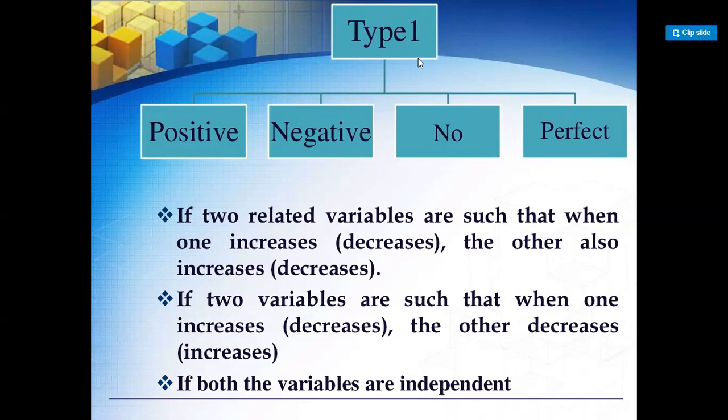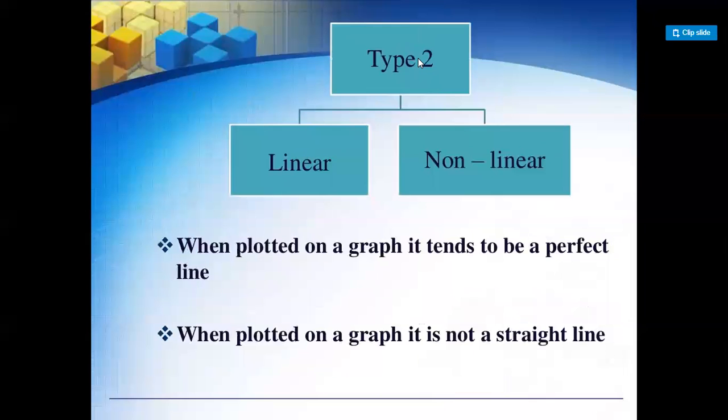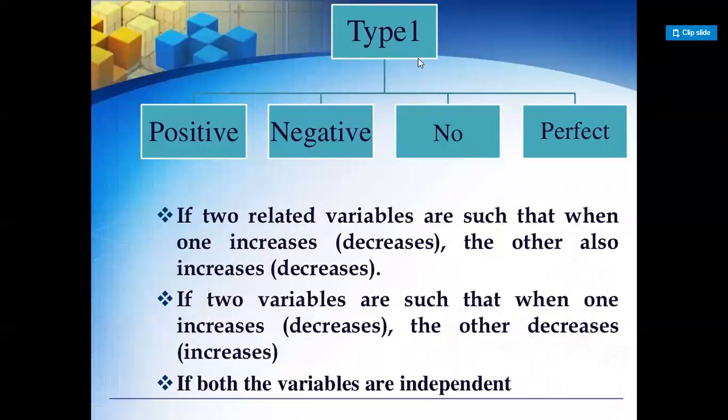Then we can discuss perfect or no correlation. If the value of the two variables changes in the increasing direction or in the decreasing direction, then the correlation between them is perfect. And when there is no relation between the two variables, we can say that there is zero correlation. Its other name is zero correlation.